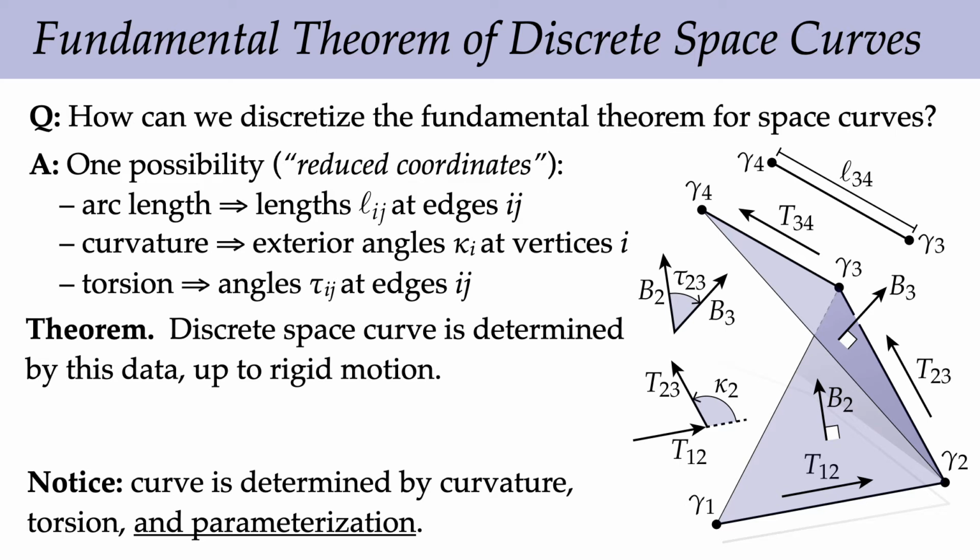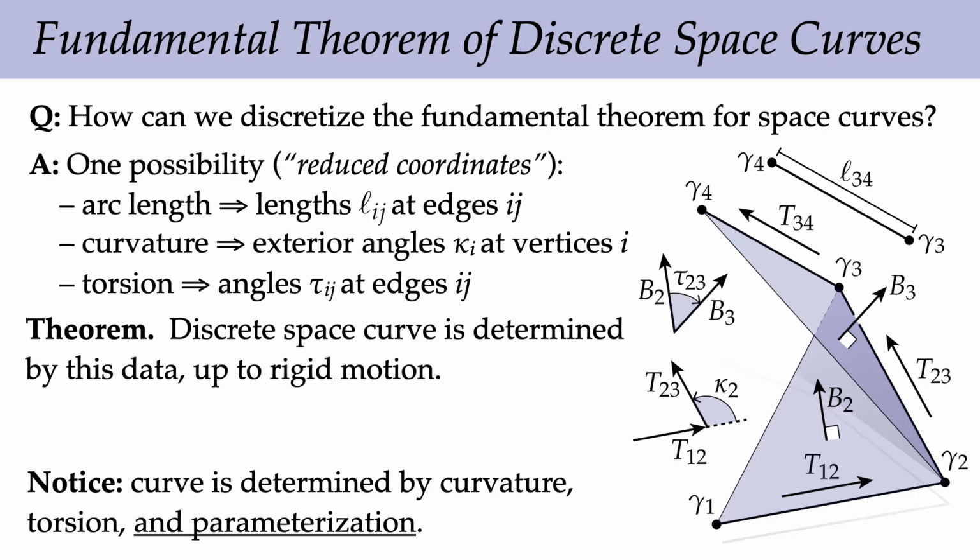Right? We didn't say all the edges are unit length. We don't have an arc length parameterized curve, if you like, but rather we have these lengths that can be variable. So this comes back to this idea that even in the smooth case, you could think of the fundamental theorem as either saying an arc length parameterized curve is determined by its curvature and torsion, or you could think of the fundamental theorem as saying a curve is determined by its curvature, torsion, and parameterization. Either way.